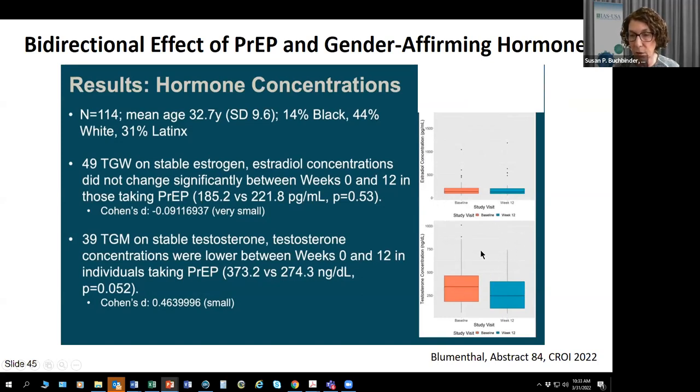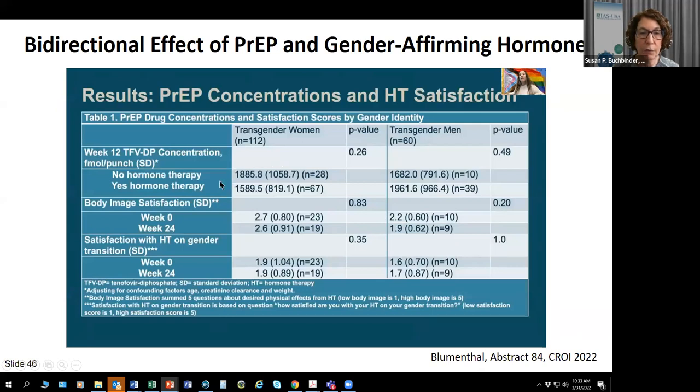So the good news is it does not appear that TDF-FTC PrEP interferes with gender-affirming hormones. They also looked at the other question, looking at people not on hormone therapy versus those who were on hormone therapy, and looking at their tenofovir levels in their blood, in their dried blood spots, and found there was no significant difference between those on hormone therapy and not on hormone therapy for either transgender women or transgender men. They also asked them about their body image satisfaction 24 weeks after they started PrEP, and their satisfaction with their hormone therapy on gender transition. And there was no change in either of those measures. So the good news is it does not appear that PrEP interferes with gender-affirming hormones, or that gender-affirming hormones interfere with PrEP.